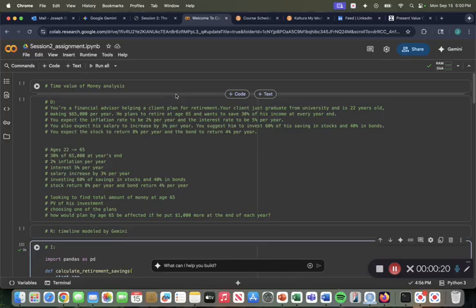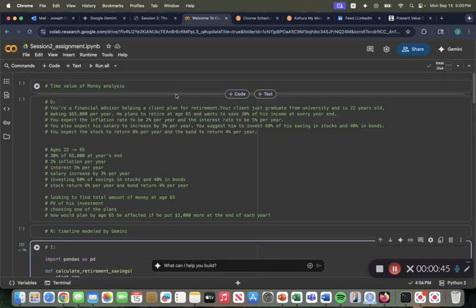The client just graduated from college and is 22 years old, and his income is $65,000 per year. He wants to retire at age 65 and wants to save 30% of his income at every year end. So our inflation will be 2% per year. Our interest rate will be 5% per year for the next 43 years from 22 to 65. And his salary will increase by 3% per year.